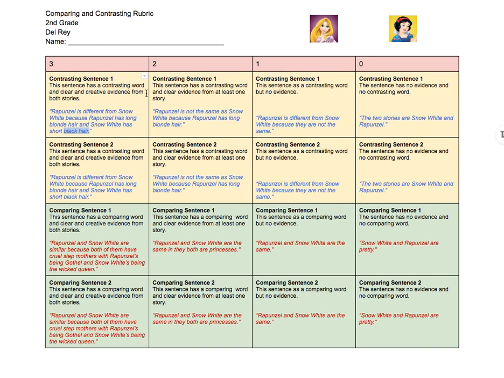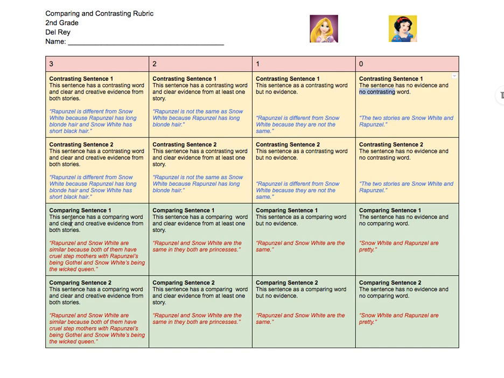All right, so if we look over at a 2 sentence, it has a contrasting word, but it only has one evidence, so that will only get you a 2. This sentence has a contrasting word, but no evidence, so that will only get you a 1. And this sentence has no evidence and no contrasting word. If you don't do that, then I can't give you any points because you don't have anything that shows the differences. All right, so you have to do two contrasting sentences. Now, let's talk about comparing sentences.